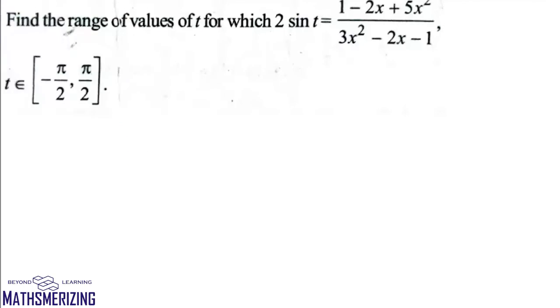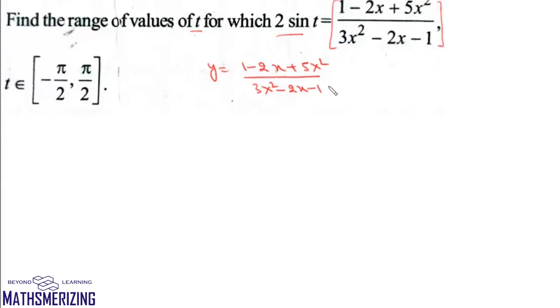Now here the question is, find the range of values of t for which 2 sin t is equal to (1 minus 2x plus 5x square) upon (3x square minus 2x minus 1). So we are given this quadratic rational expression, and let this be some y. Let it be y equals (1 minus 2x plus 5x square) upon (3x square minus 2x minus 1).